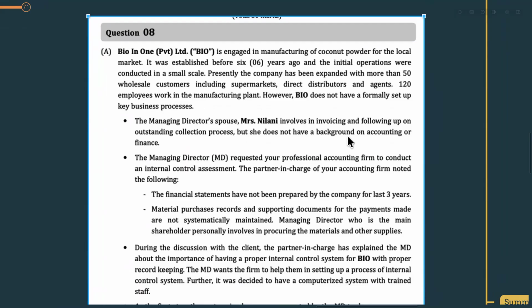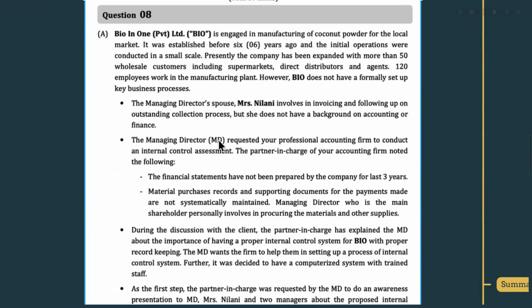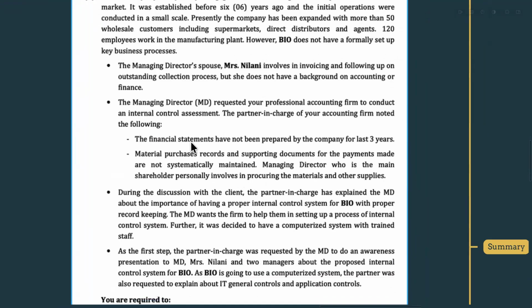There should be people with proper accounting knowledge on how to do it correctly. Otherwise, they have to provide knowledge. They have to provide training. That's a deficiency. And the managing director requested your professional accounting firm to conduct an internal control assessment. The partner in charge of your accounting firm noted the following. The first one, the financial statements have not been prepared by the company for the last 3 years. Again, disaster. Right?